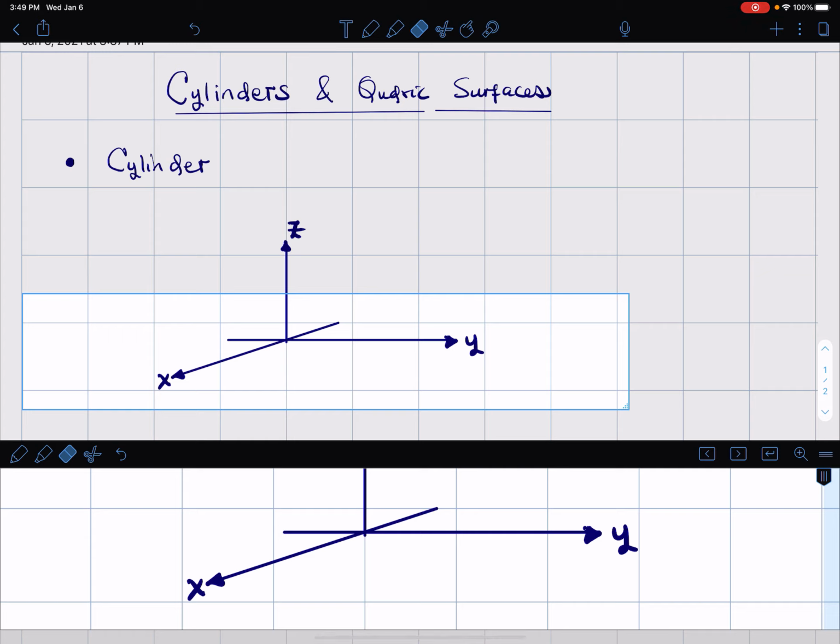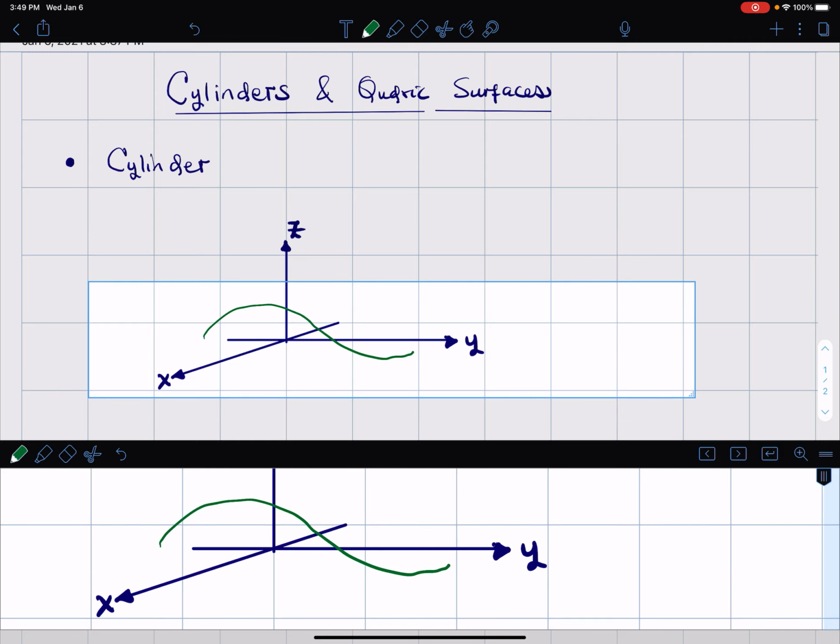Sorry, this curve lives in a plane. Now, let's assume we have a line that passes through the curve. Call this curve C. Let's call the line L, like this. Maybe this line. Or this might be a little easier. I want this line like that. Okay.